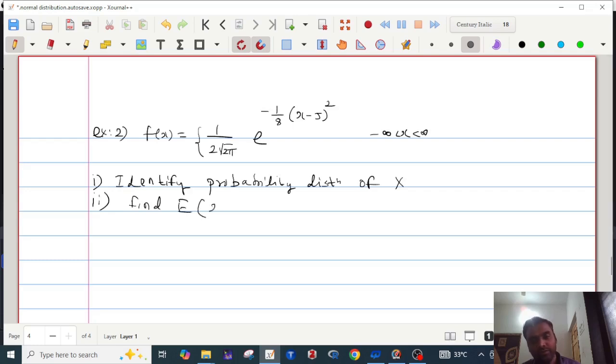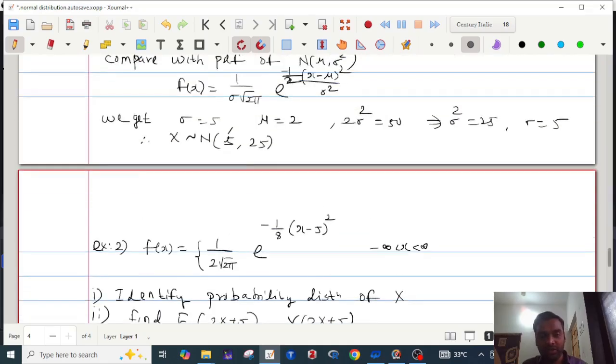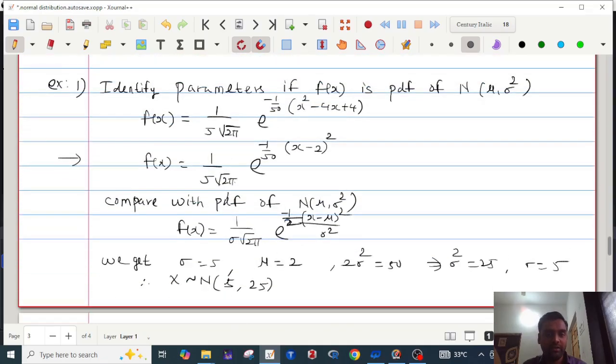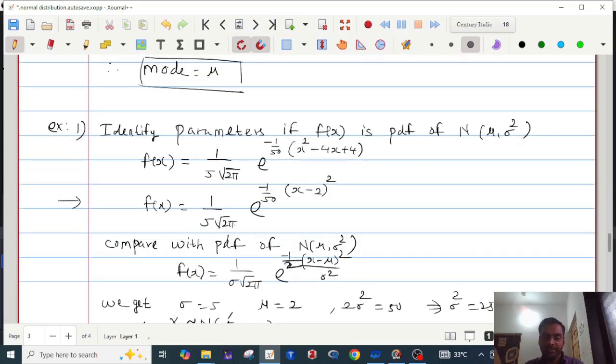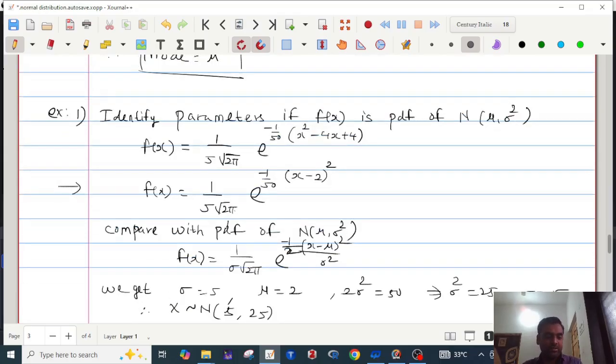Let's do this on your own. This example you have to solve in the same way we solved the first example. That's it for today's lecture. We stop here.